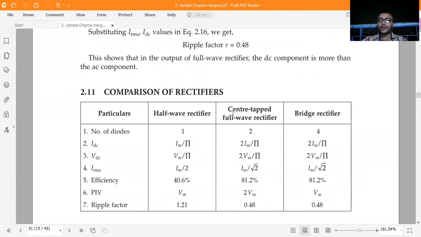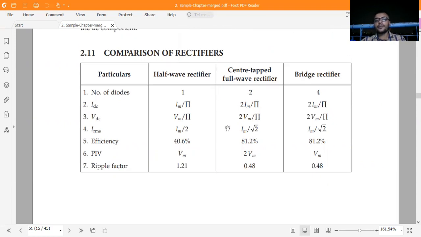If you look at the important table, it gives the comparison between the half wave, full wave, and center tap. The number of diodes in the half wave rectifier is 1, center tap is 2, and bridge rectifier is 4. The DC current is equal to Im by pi, and in both cases it is the same, and the output voltage is equal to Vm by pi. But in these cases, the output voltage is double that of the half wave rectifier.